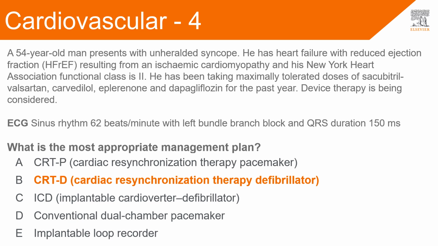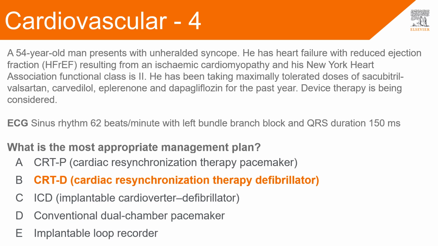Okay? What about CRTP? Now, CRTP is also known sometimes as a biventricular pacemaker. It's got 3 leads connected to the right atrium, and the left and right ventricles. That's why it's got 3 leads. So it's called a biventricular pacemaker because it's on both the right and left ventricles. And we sometimes use biventricular pacemakers to treat people with arrhythmias caused by advanced heart failure.